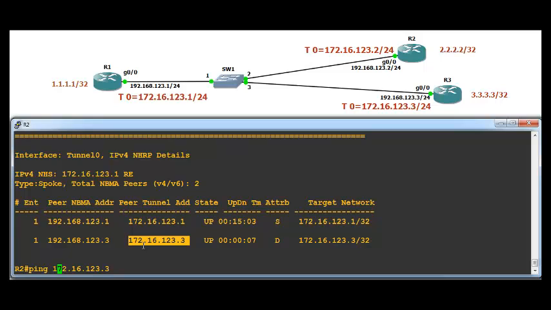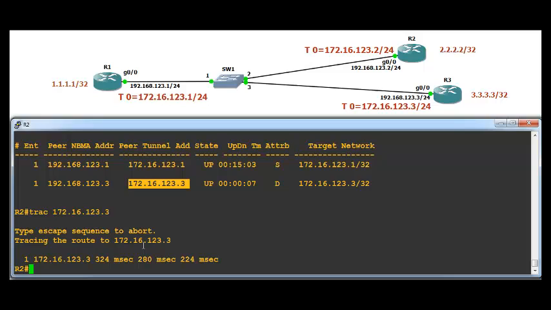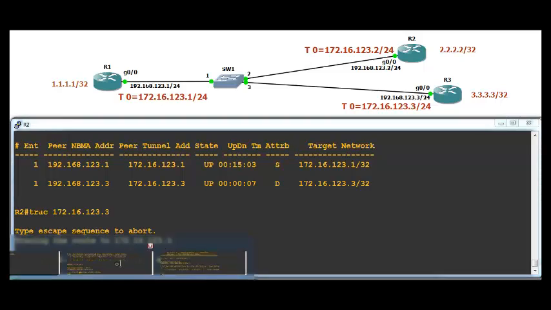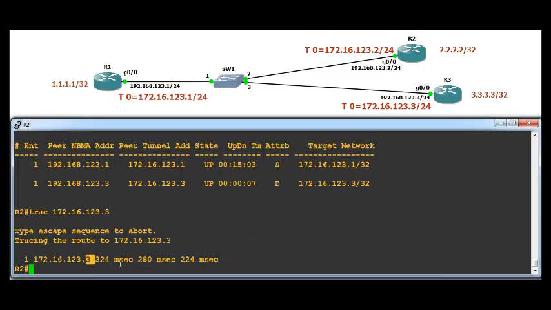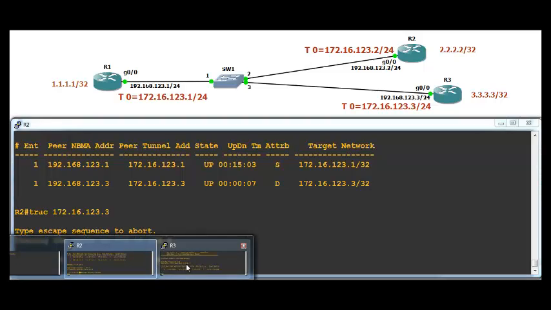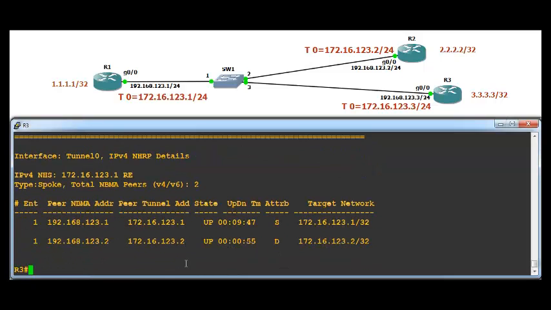It is going directly. What is the proof? I run a traceroute. You see, direct communication. I don't see the hub here. So spoke-to-spoke tunnel is dynamic. Now let us go to router 3 and check this table. Look at this. This guy also has learned about R2 because the packet was coming from there. Dynamically it was learned.